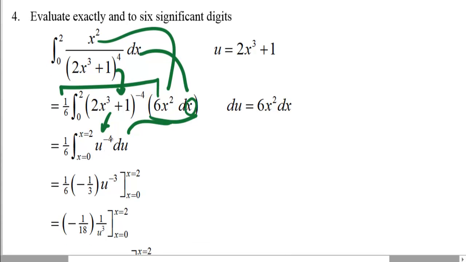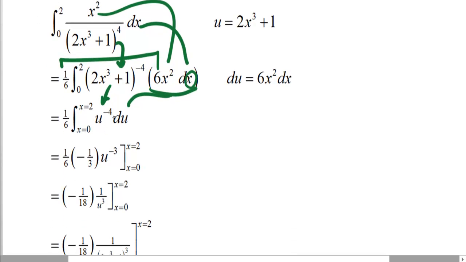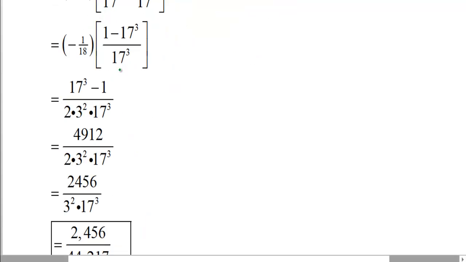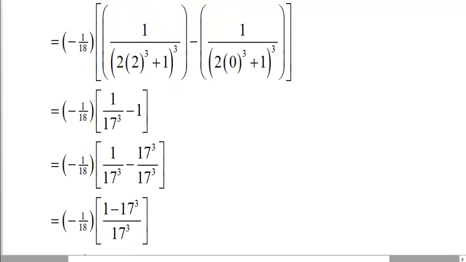Now, an antiderivative is pretty easy to come by here because this is just the power rule now that we made our substitution. So the power, whoops, let's go back up.